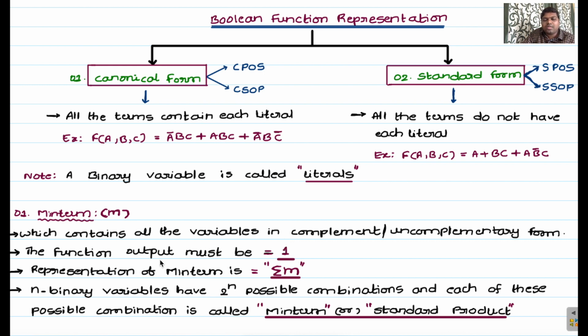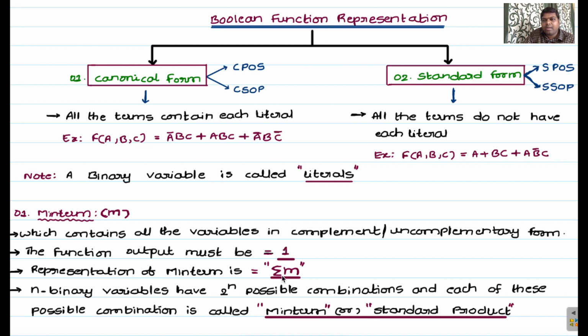Okay, so the function output should be equal to 1 if the function has product terms which include all the literals. The function output must be equal to 1 only when all the product terms have all the literals. And the next point, the representation of a min term is sigma m.